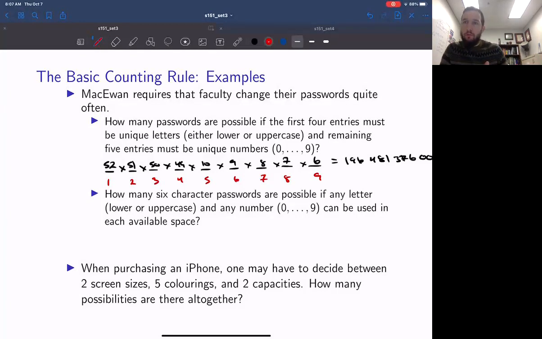So the basic counting rule says multiply all possibilities for each action together. So we have 52 times 51 times 50 times 49 times 10 times 9 times 8 times 7 times 6. And that gives us 196,481,376,000.